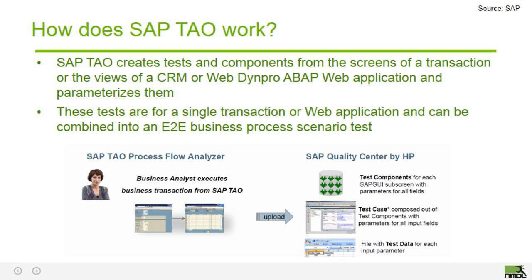So as I said, how does TAO work? It creates components from the screens of the transaction. So similar to QTP, you have the recording going on, and you're executing the transaction. It records each and every screen, and either uses a standard component provided to you by SAP, or creates a custom component for the transaction that you have in your system. Okay, and these components can be strung together and form a test script.